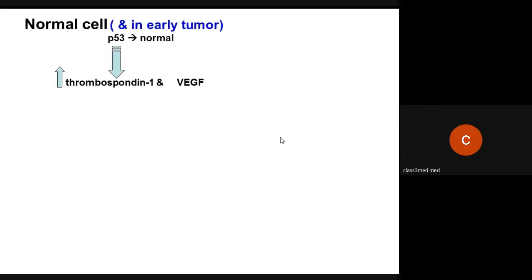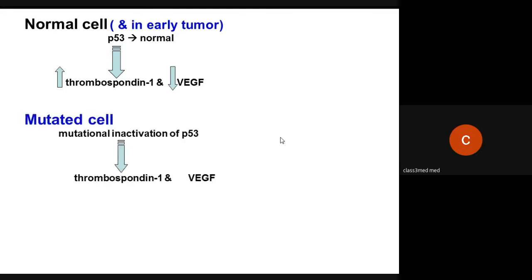Okay? And the vascular endothelial growth factor is high or low? Normal, still, okay? Normal in an early tumor. So the thrombospondin-1 is high, and P53 is normal and active and producing, and the vascular endothelial growth factor is low, so no angiogenesis. And the tumor remains for a long period, several years, months, until there is inactivation of the P53 because of the accumulation of mutations.